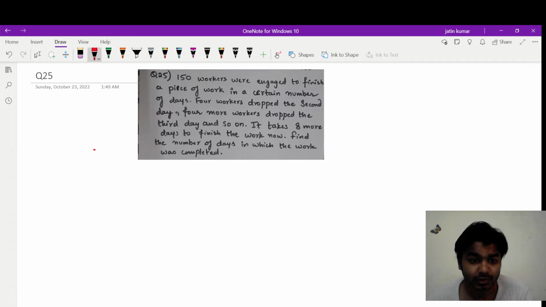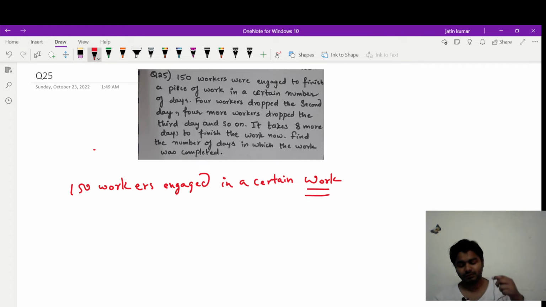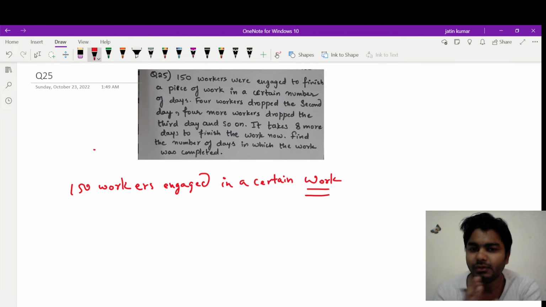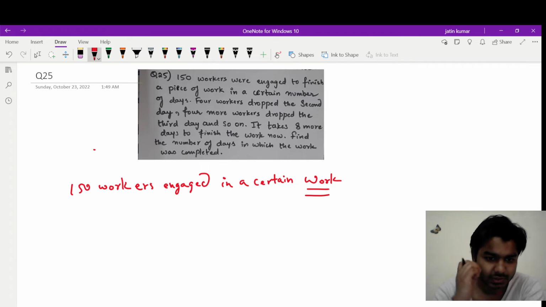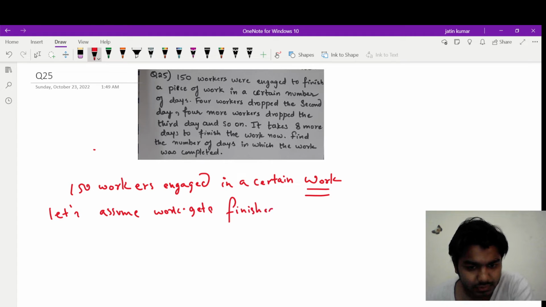150 workers were engaged in a certain work. I have already told you the concept of time and work, that 1 day's work of a man into number of days by him is equal to total work. So there are 150 workers. Let's assume the work gets finished in X days.